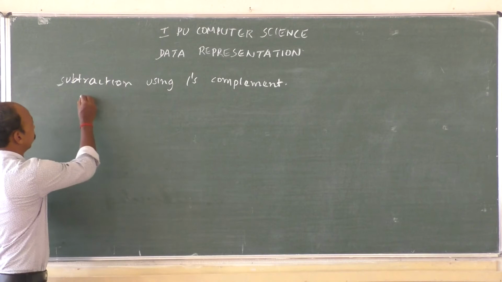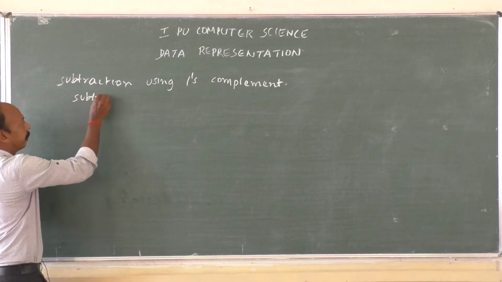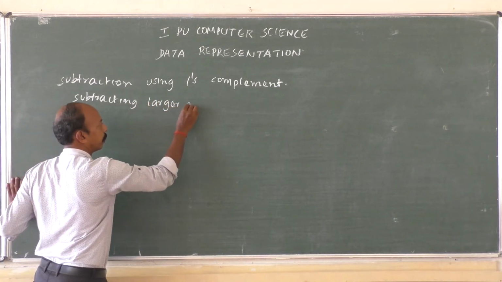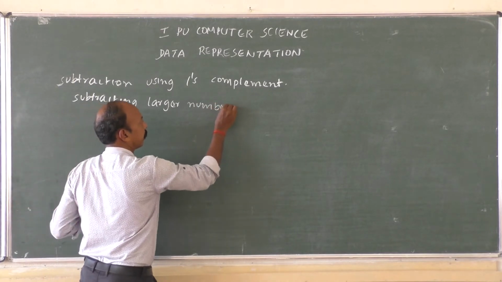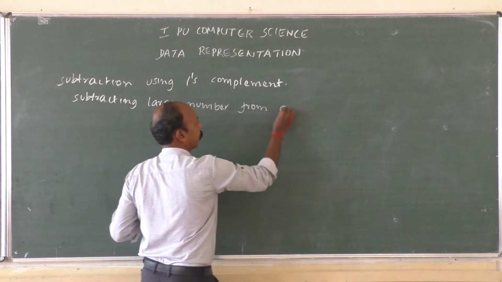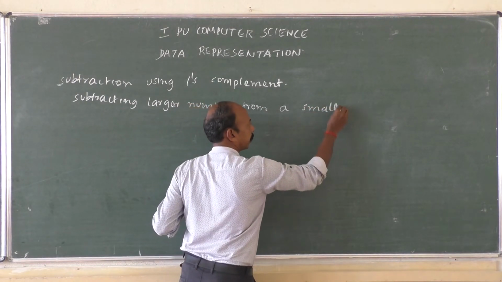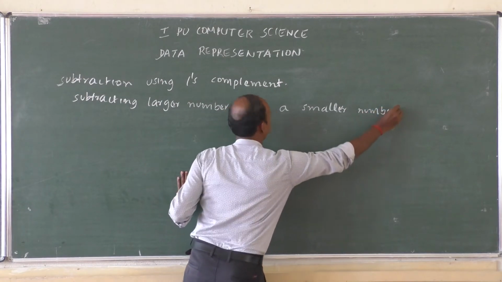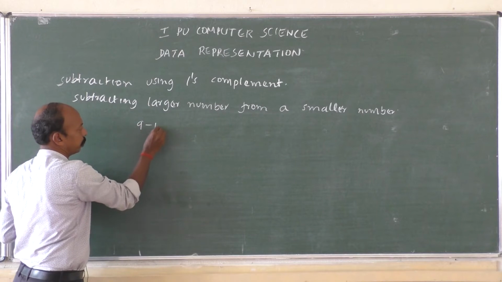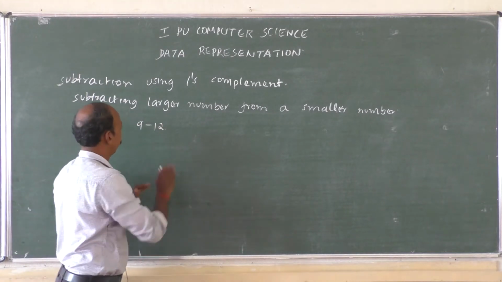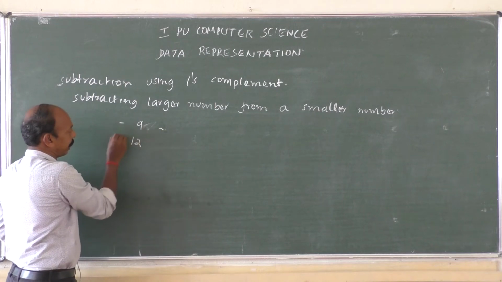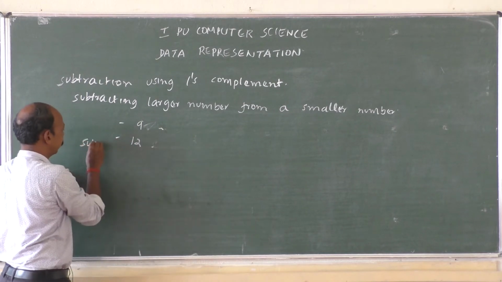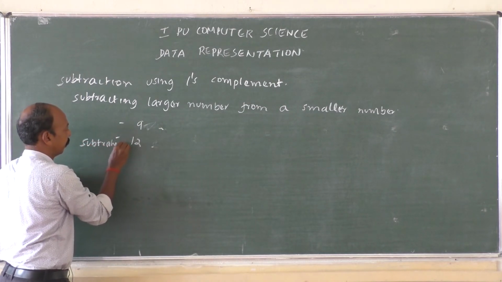So, subtracting a larger number from a smaller number. Nine minus 12. So 12 is the subtrahend and the 9 is the minuend. So this is the subtrahend, and this is the minuend.